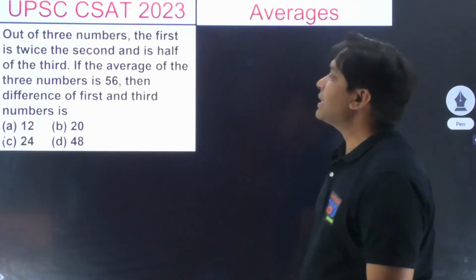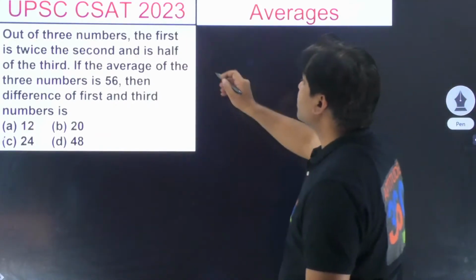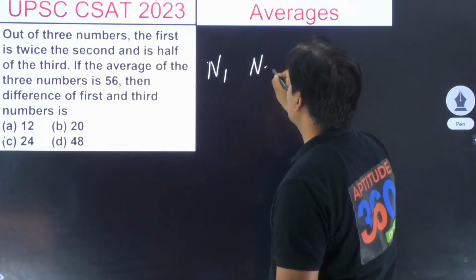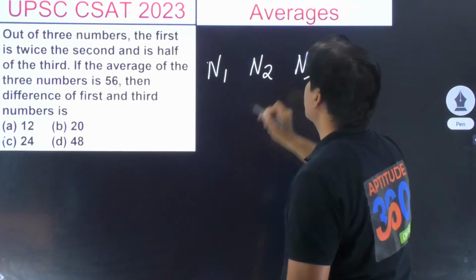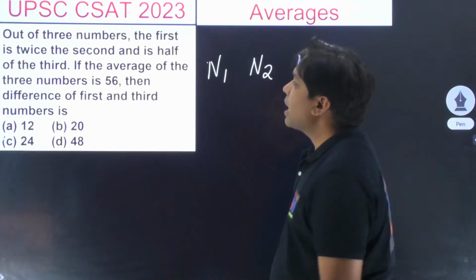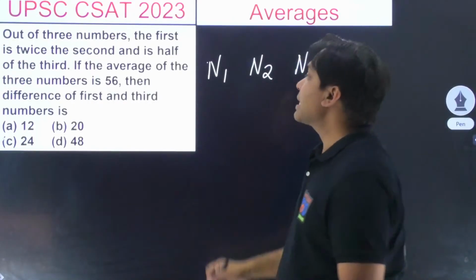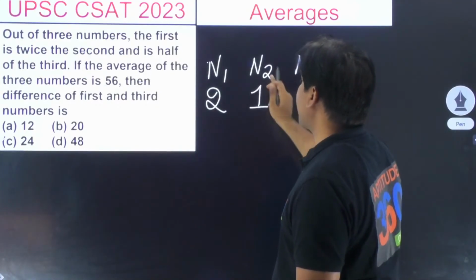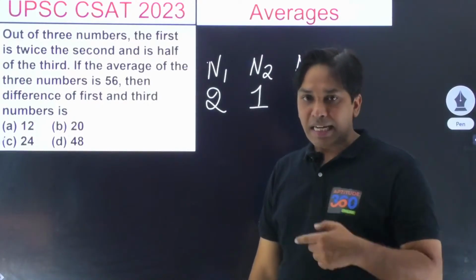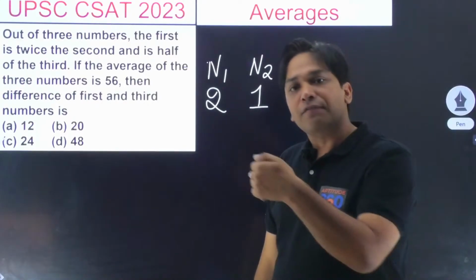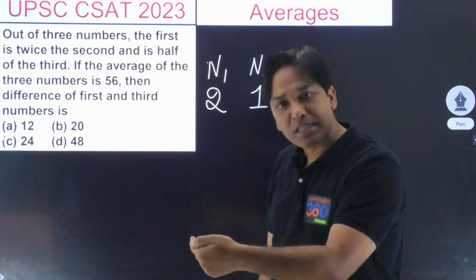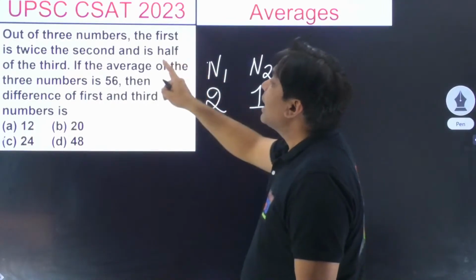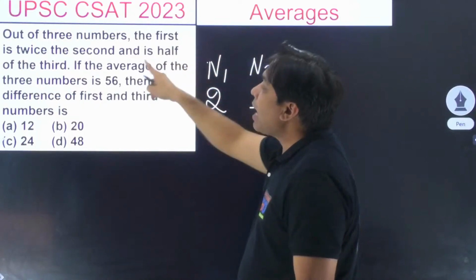This problem says that out of three numbers, say number 1, number 2 and number 3, the first is twice the second. If I take the second number as 1, then the first number will be 2 times this number. Now, it also tells you that this first number is half of the third number.